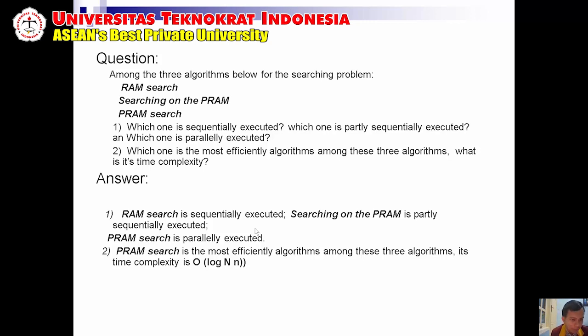Answer: RAM search is executed sequentially, PRAM search is partly sequential, and parallel binary search is executed in parallel. Parallel binary search is the most efficient algorithm among these three algorithms, with time complexity O(log n). Okay, thank you for watching.